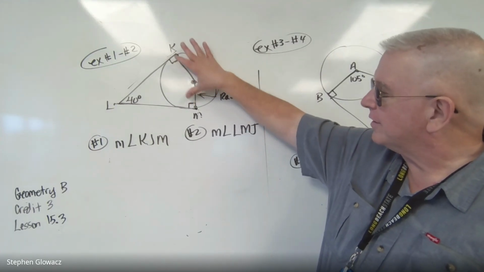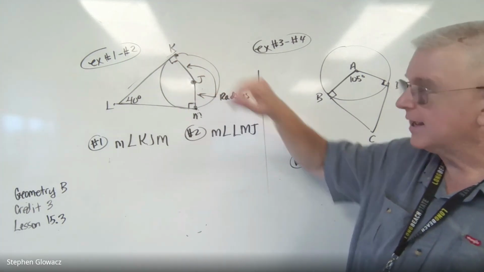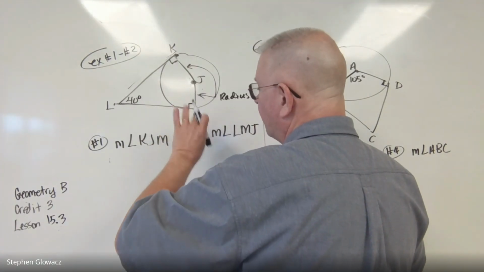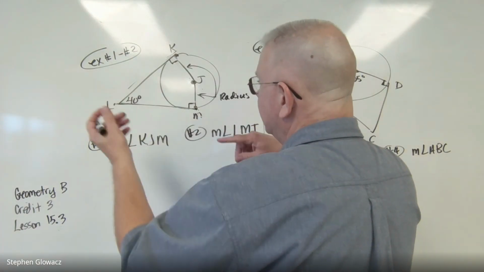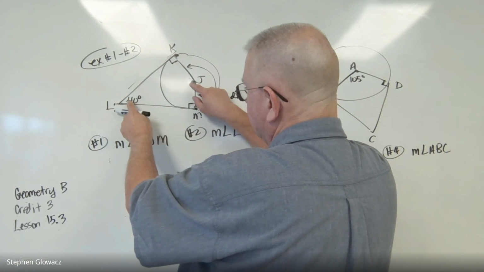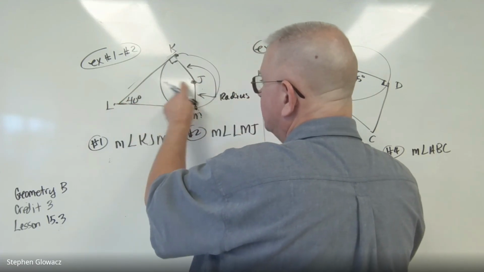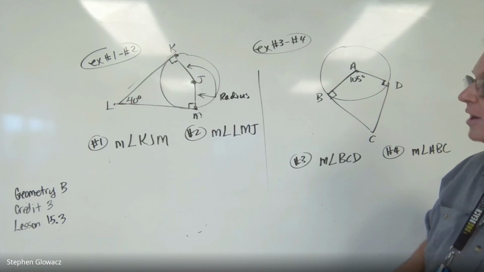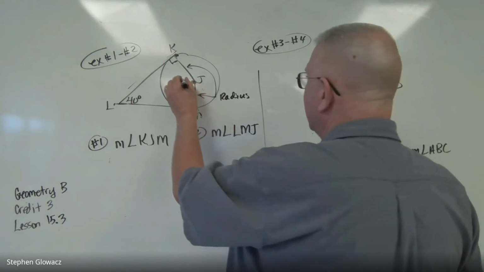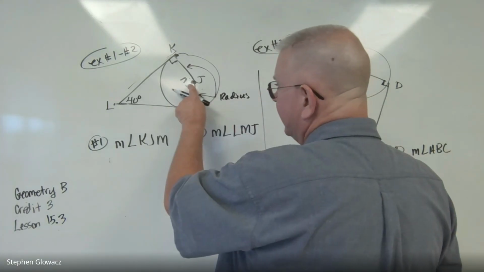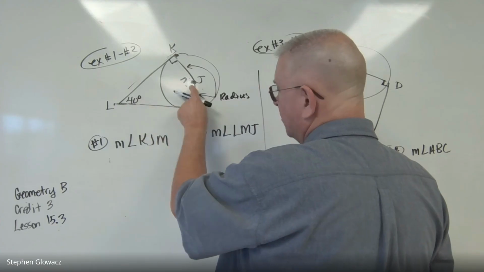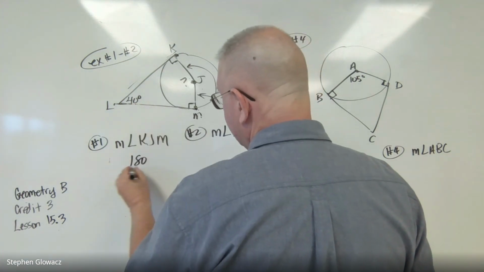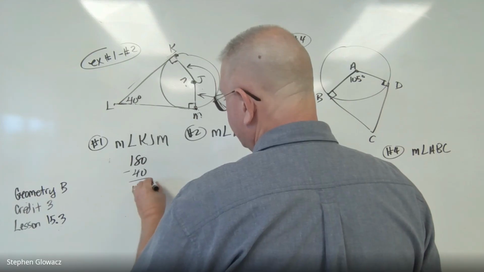Well, if these are 90 and 90, 180 degrees, and remember in any quadrilateral, in any four-sided figure, all four angles add up to 360. So we need another 180 degrees, and we get that from these two angles here. So that tells us that these two angles also add up to 180 degrees, or we can say that they're supplementary. So the first thing we want to do is find the measure of angle KJM. So again, these angles are supplementary, which means they add up to 180 degrees. So we could just say 180 minus 40 gives us 140 degrees.